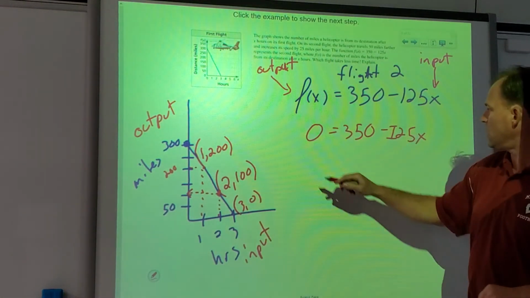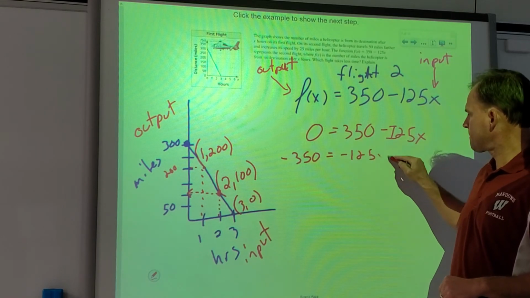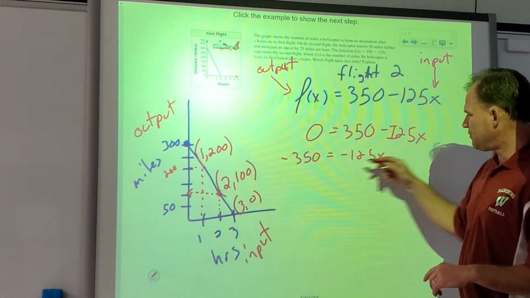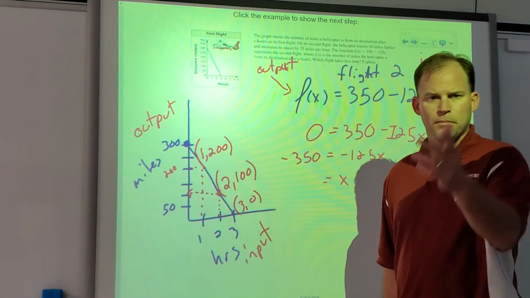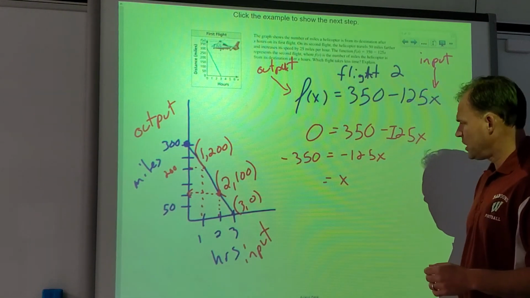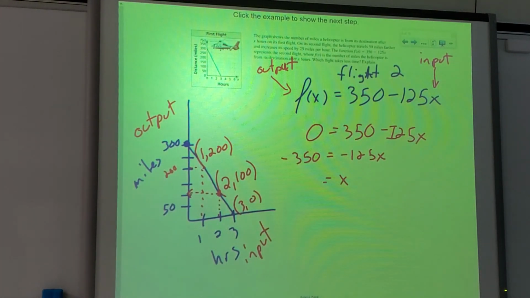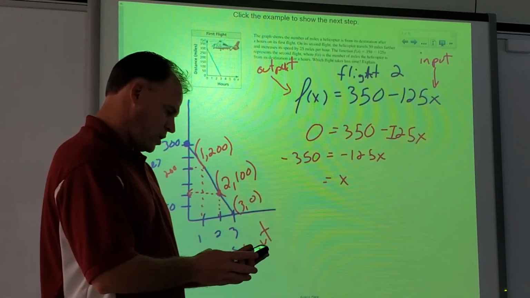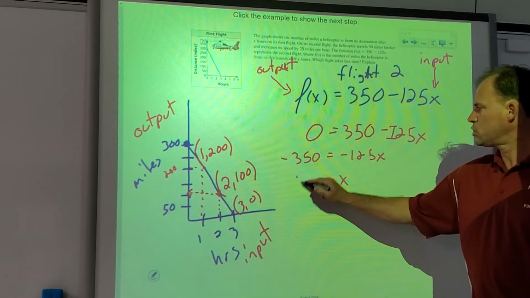So I would subtract 350 to get negative 125x, divide everything by negative 125, punch that into your calculator. 350 divided by 125 is going to be, what is it? It's like 3.75, I think. 3.6. What do we got here? We've got negative 350 divided by negative 125. 2.8, sorry. So we get 2.8.